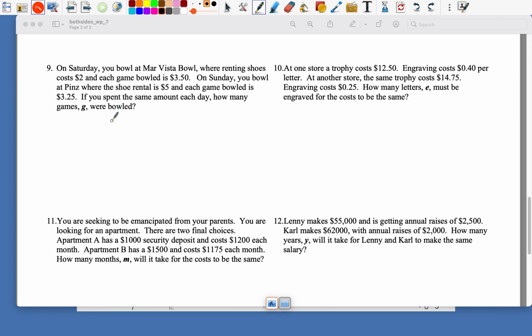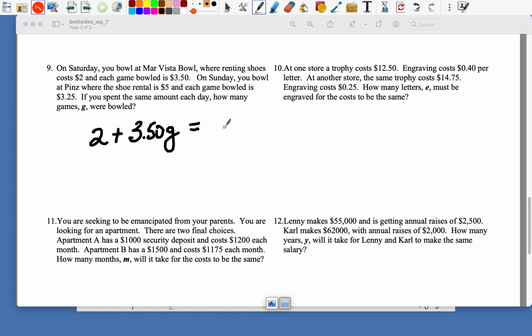So here's my pen. Saturday, you bowl at Mars, so you rent the shoes. So remember, when you rent the shoes, you pay $2, and that's it. The shoes are with you for the whole night, no matter how many games that you play. So you pay one time $2 for shoes, but every game you play, you pay $3.50 times G per game.